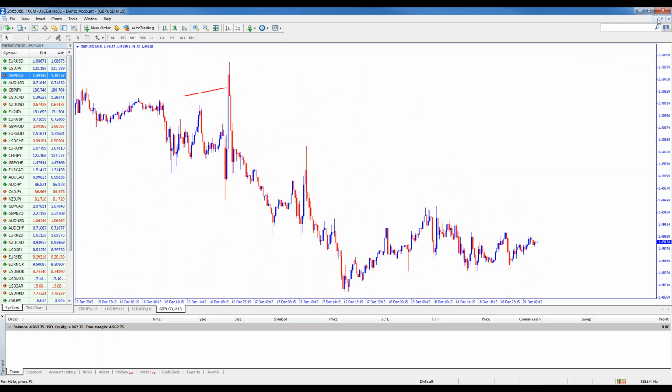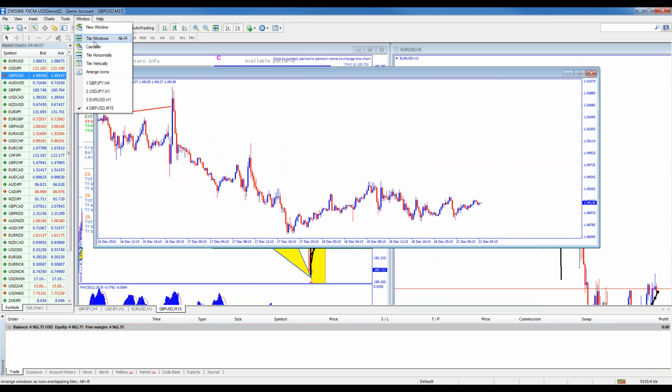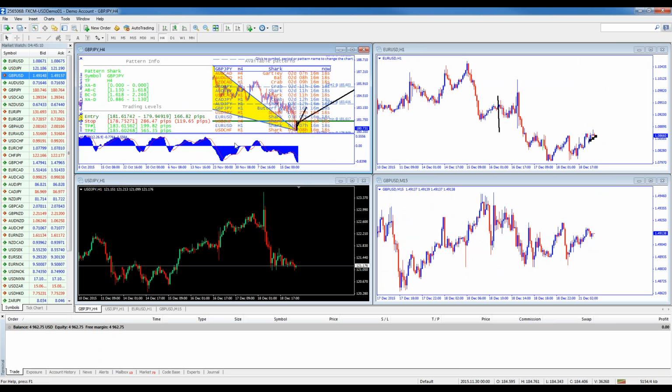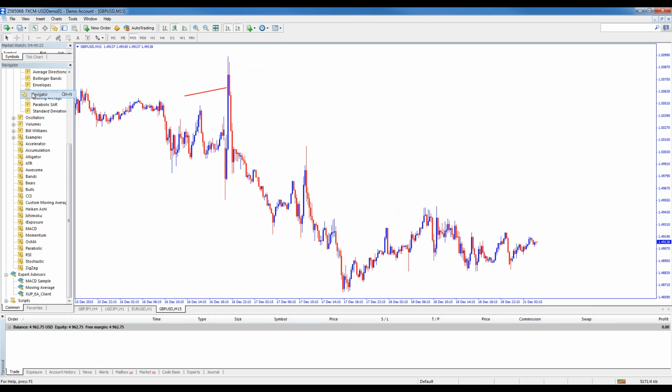So I like to do this, guys. I like to take my charts, and let's just do some windows. I like to tile my windows, and I'm going to show you how to set up a standard chart. From here, let's take a look at the navigator one more time. Let's set up a chart one more time. I'm going to show you how to set up a template.